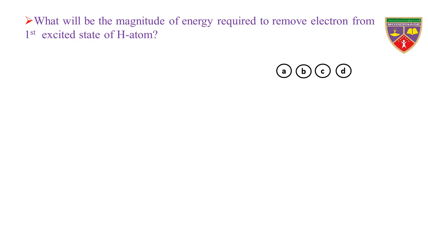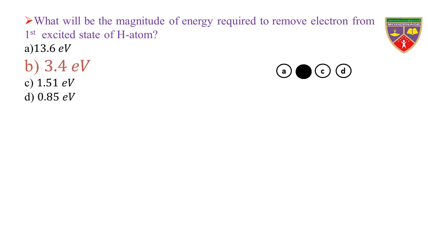What will be the magnitude of energy required to remove an electron from the n = 2 state of a hydrogen atom? Option A, 13.6 electron volt; option B, 3.4 electron volts; option C, 1.51 electron volts; option D, 0.85 electron volts. The key is 3.4 electron volts. Therefore, the correct option is B.